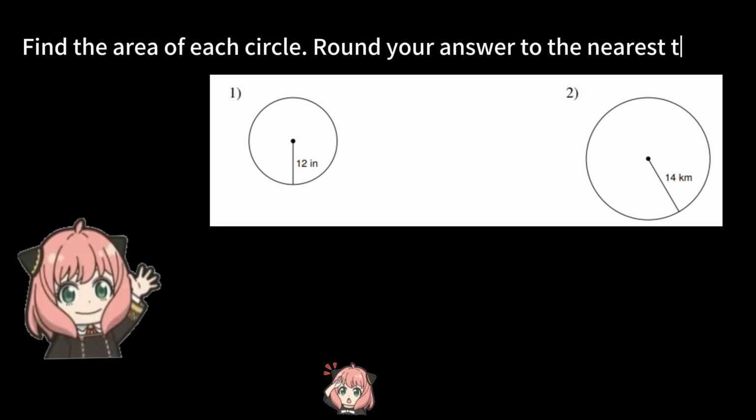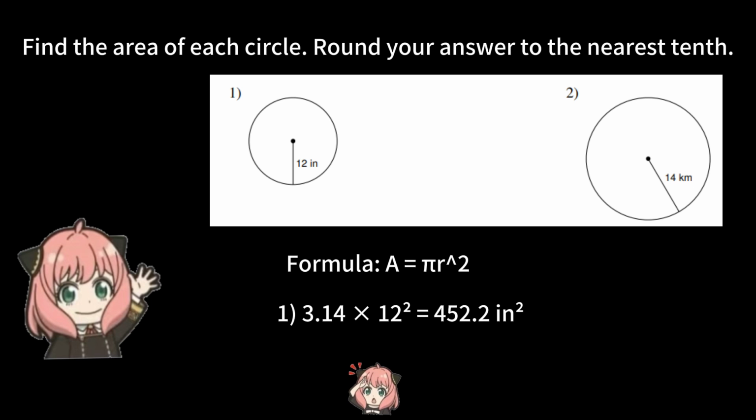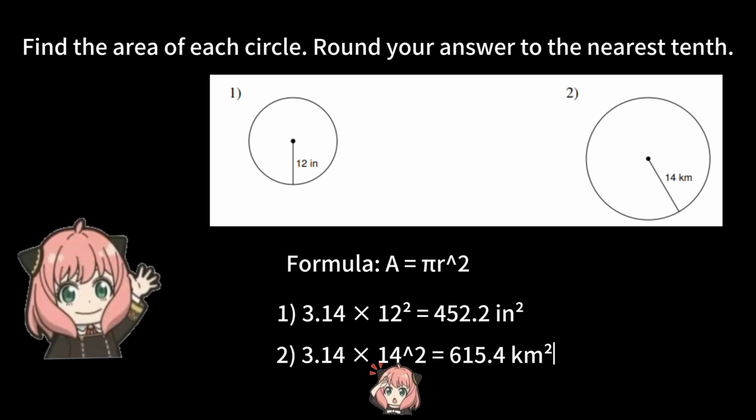Here are 2 more problems. Find the area of each circle. Round your answer to the nearest tenth. We know that the formula for the area of a circle is area equals pi r squared. So, we use 3.14 times 12 squared to find that the area of the first circle is approximately 452.2 square inches. For the second circle, we calculate 3.14 times 14 squared, which equals approximately 615.4 square kilometers.